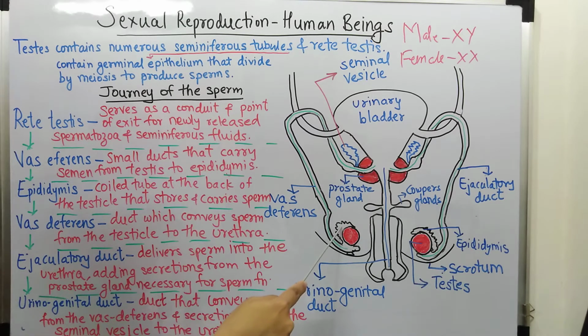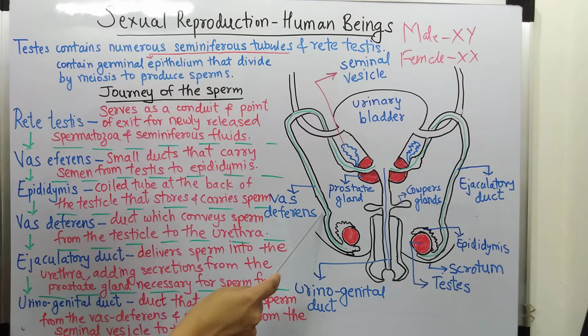What is the epididymis? The epididymis is the coiled tube at the back of the testicle, and it stores the sperm. This is where the sperm is stored and carried. After this it goes into the vas deferens. Vas deferens is also a duct, just like the vas efferens. The vas deferens duct conveys the sperm from the testicle to the urethra.